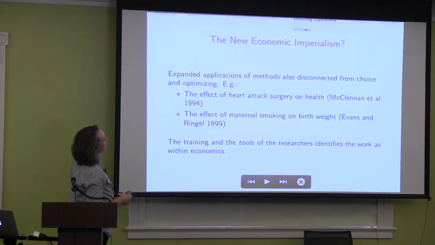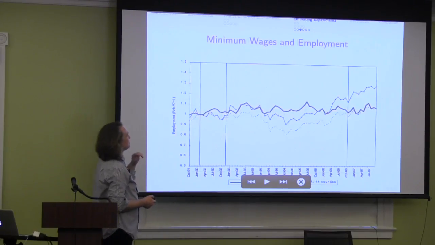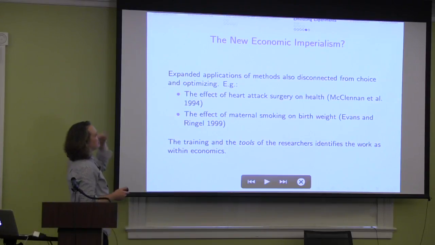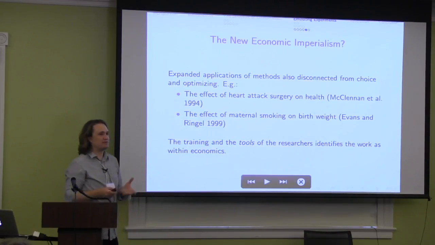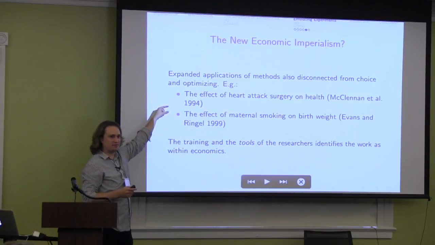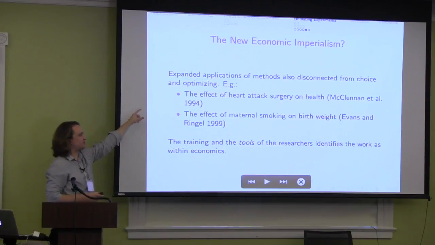fascinating to me. Going back to this table real quick, there are a couple more here that I just want to highlight. And this gets to the theme of models to methods. The expanded applications of these methods are also into areas that are increasingly disconnected from choice and optimizing frameworks. So two examples just off of their own sheet are the effect of heart attack surgery on health outcomes. And this is a paper that's actually published in the Journal of the American Medical Association, JAMA.